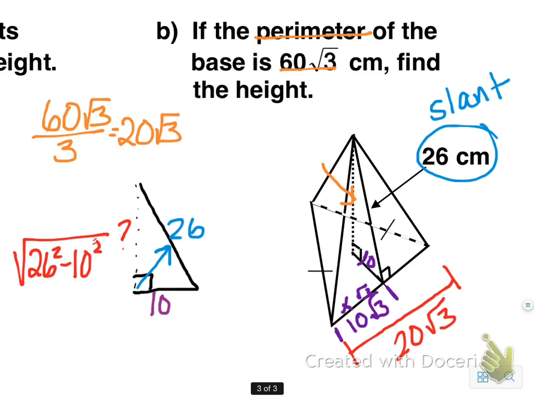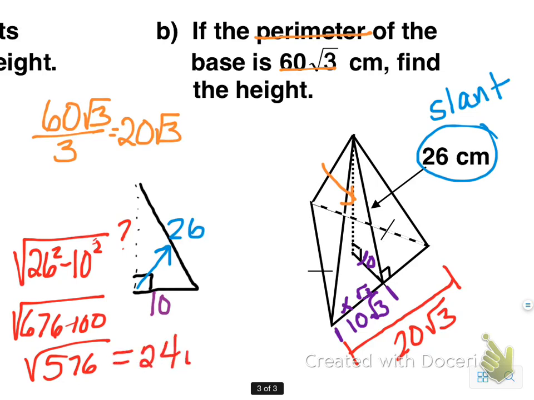So 26 squared, which is 676, minus 100. That leaves us with the square root of 576. And I believe that is giving us a value of 24 units.